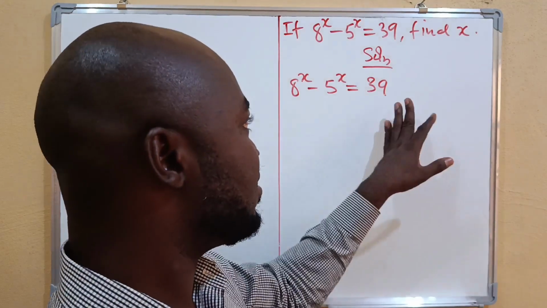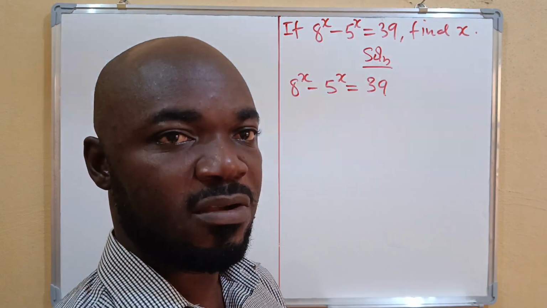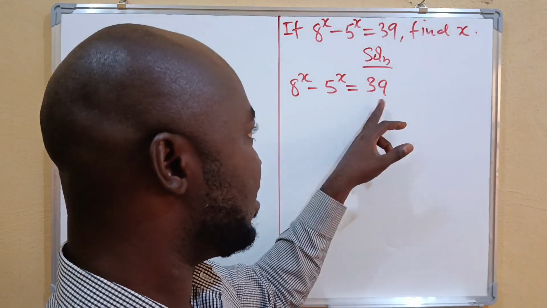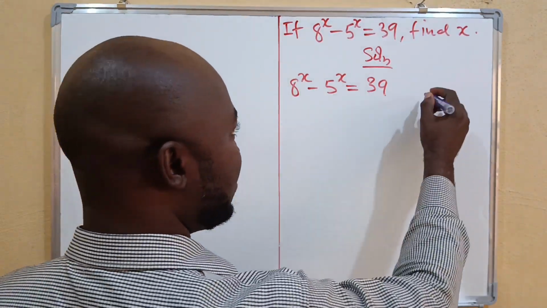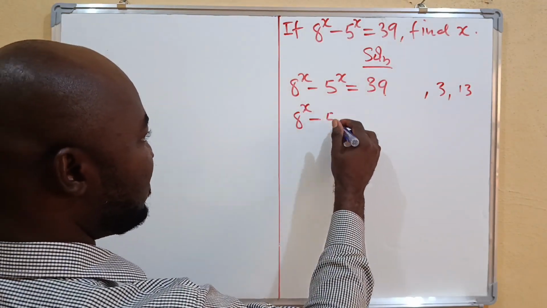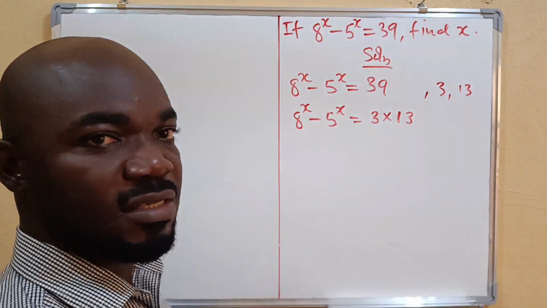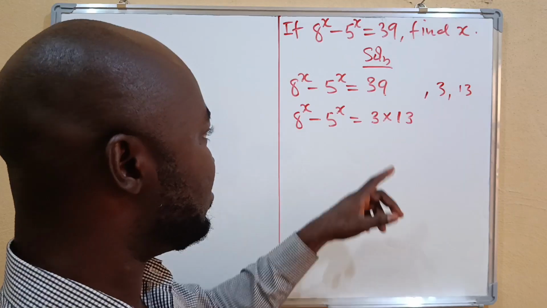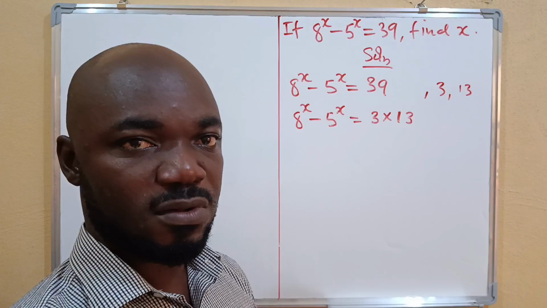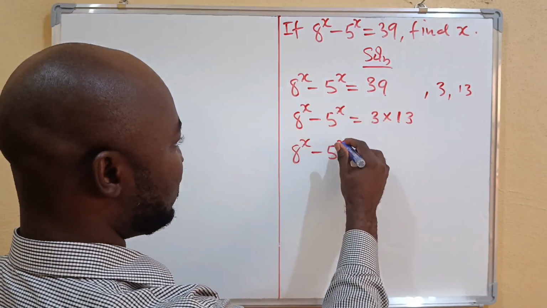I'm going to break the right-hand side, or transform it in a way that it will look like the left-hand side. First thing I'm going to do is to find two numbers that I can multiply to give me 39. And those two numbers are 3 and 13. So I'm going to have 8 to the power of x minus 5 to the power of x equal to 3 times 13, which is 39. Now I will express 3 in form of 8 minus 5, and do the same thing for 13. This will be 8 to the power of x minus 5 to the power of x.